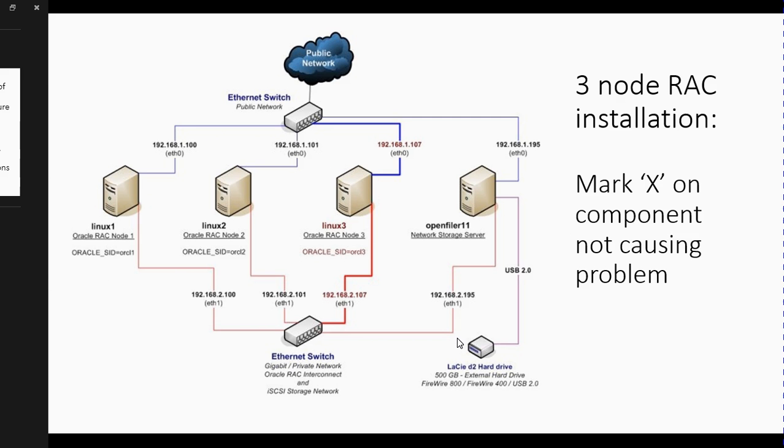And again, this is just a diagram of a three node RAC installation. So what I was referring to earlier in terms of marking X is for that reason, that I caused the problem. So if it's the node itself, then you would just go to the node, perform some tests on the node, and based on your results, you'd be able to mark out which node is not the issue, it's not the problem.